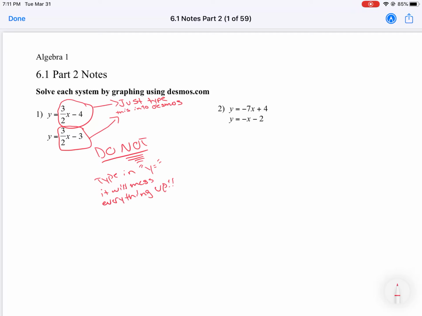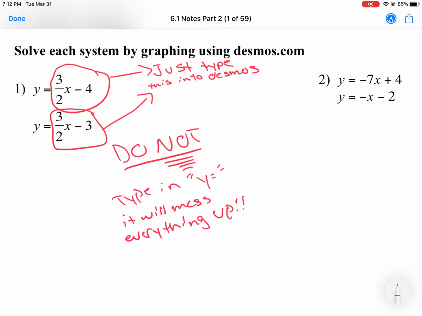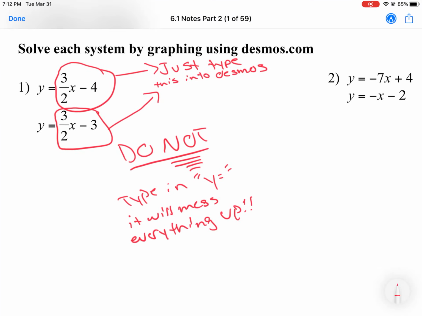now we're going to graph these equations using Desmos. So for your classwork, I'm going to give you equations, and you're going to have to punch them into Desmos, and then you're going to have to tell me what the solution might be. Whether it be no solution, infinitely many solutions, or one solution.